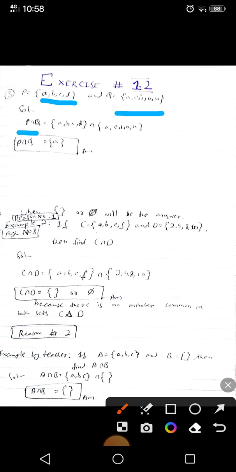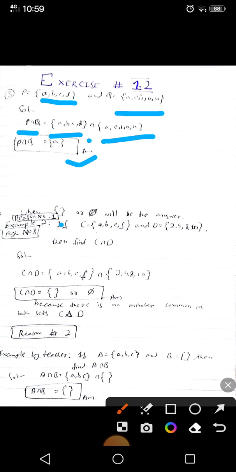Okay, so P intersection Q is equal to A, B, C, D intersection A, E, I, O, U, which was the Q set. Okay, so what are the common members in this? Please tell me in the comment box what is the common member of this. So this is the answer.